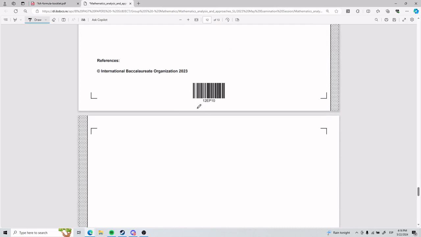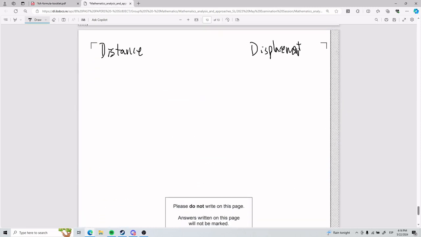Now over here, I'd like to explain that the difference between distance and displacement is the following. So imagine you start at point A, all right?